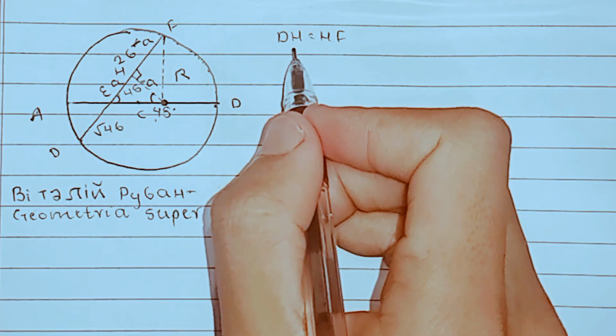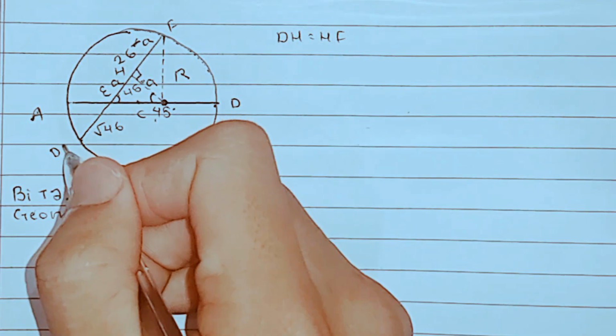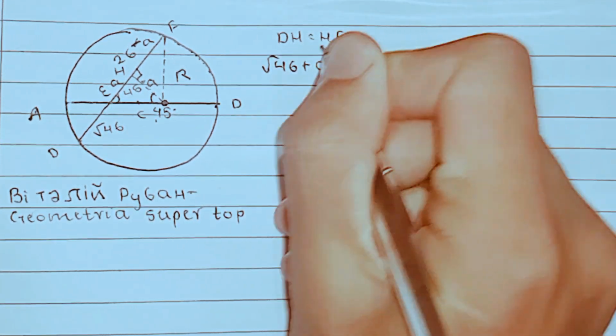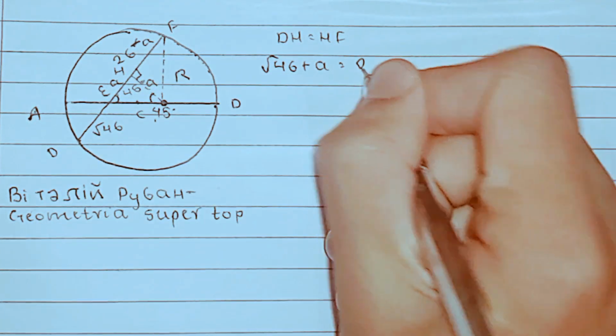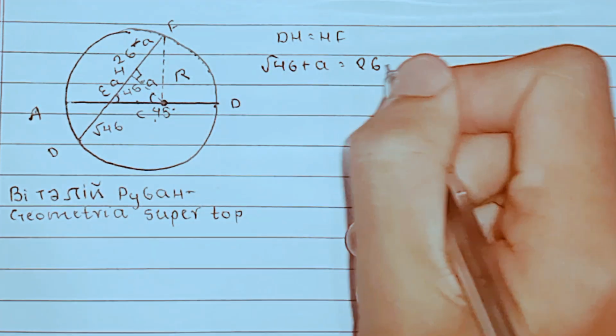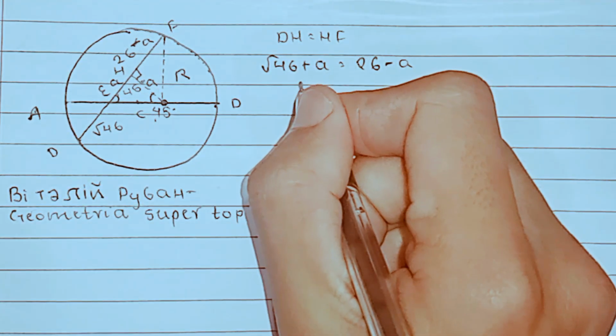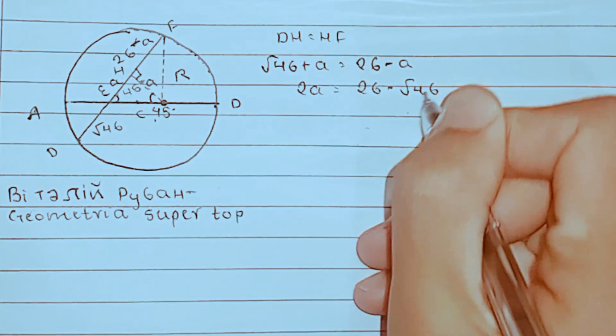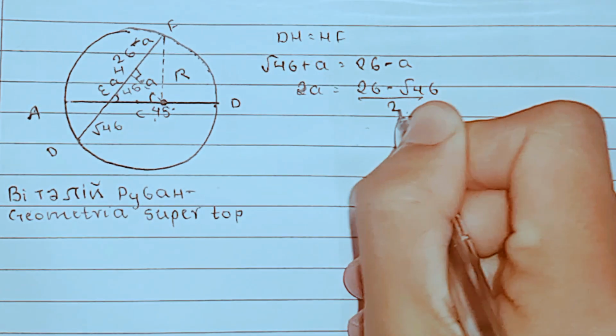Now we can find that DH is equal to root 46 plus A, and HF is equal to 26 minus A. So we can write 2A is equal to (26 minus root 46) upon 2. Okay, we got the value of A.